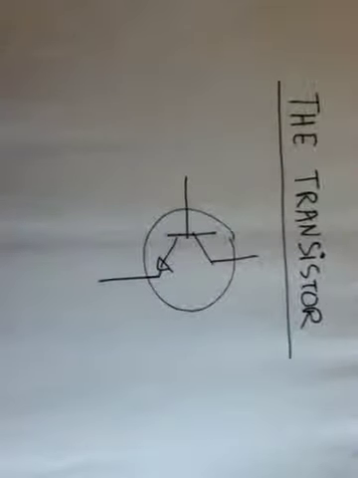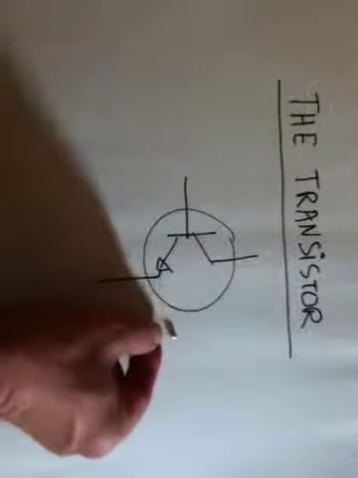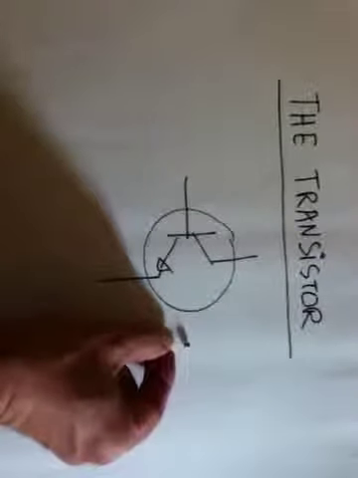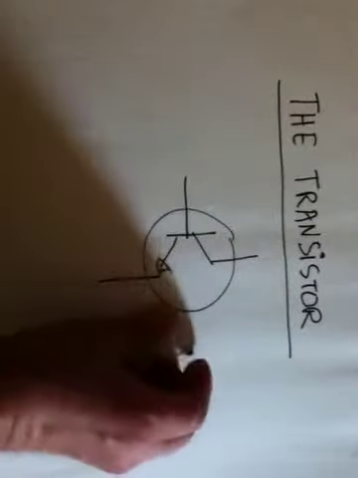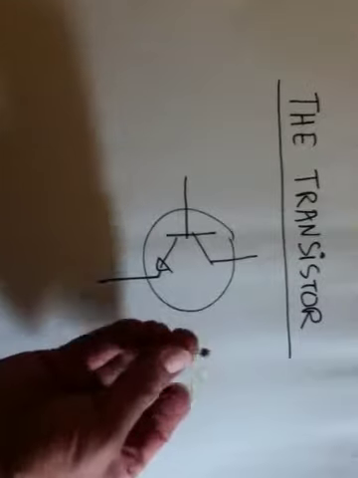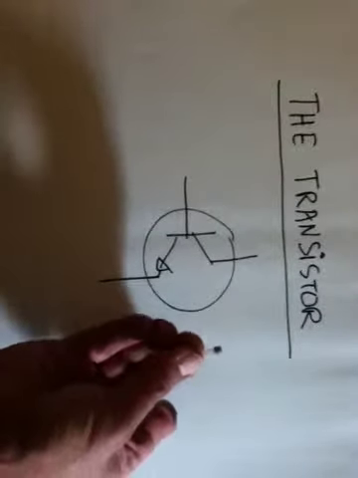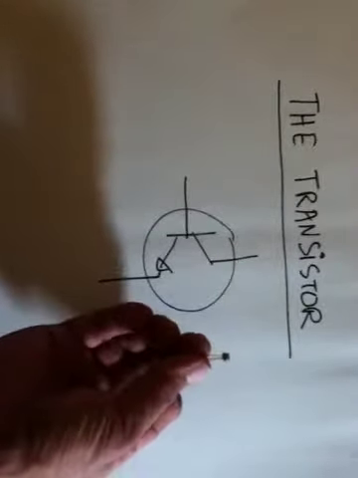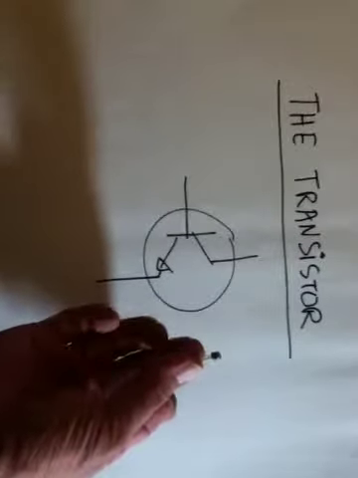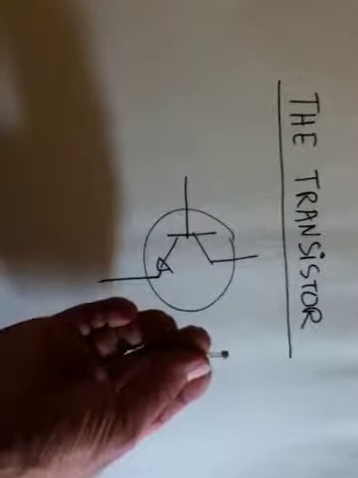The transistor. The transistor is probably one of the most useful electronic devices. This is one transistor. It's very old now. In this size now, in this package, you can get millions of transistors nowadays.